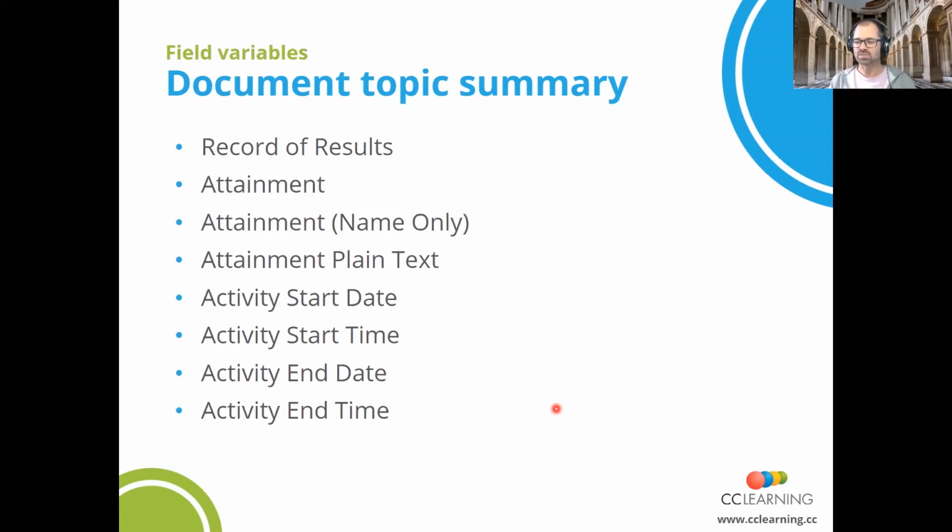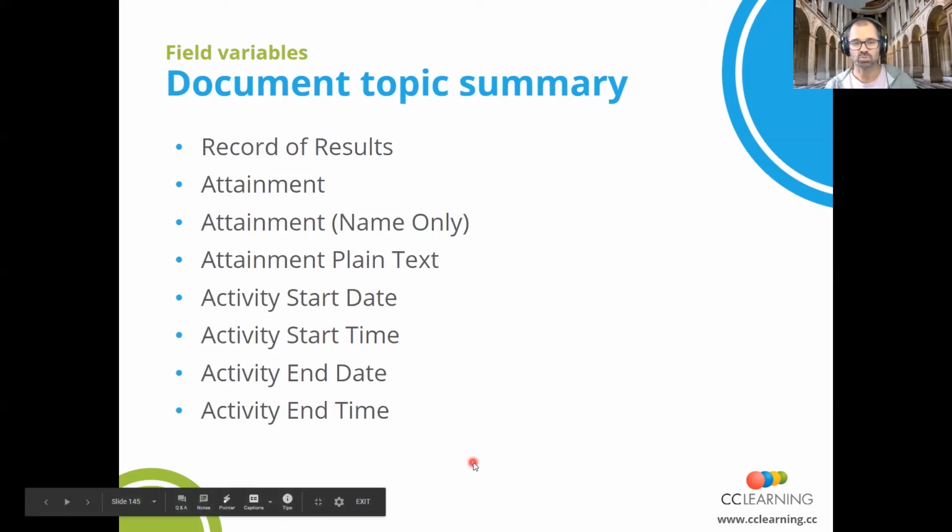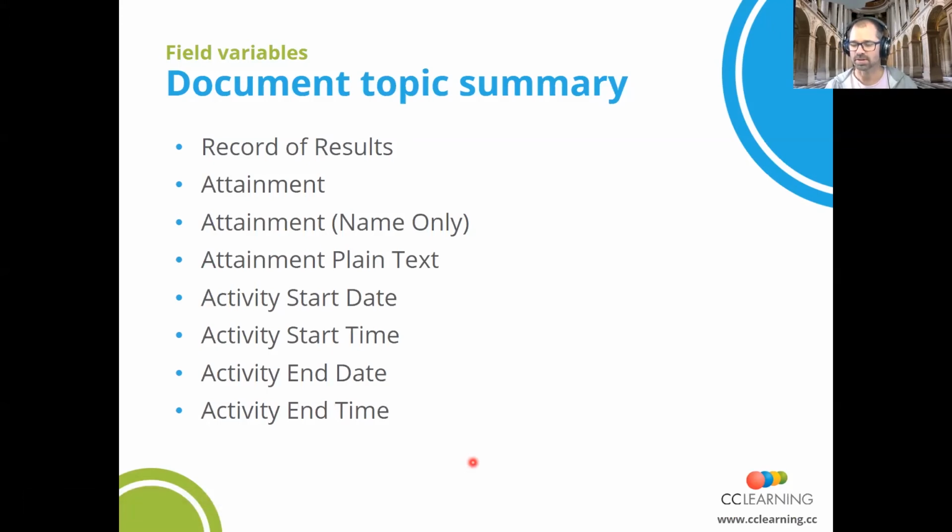Topics on the documents that don't have an outcome effectively won't be included in any of these variables. If they have an outcome, then they'll be included, but only if they're a pass and suitable for being included. Obviously, failures aren't included on the statement of attainments, and neither are they included on record of results. So you've got a few others in there.